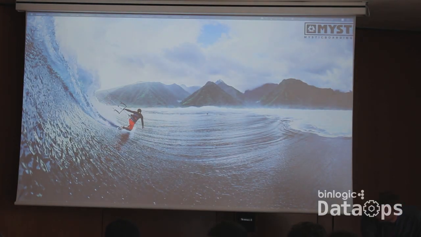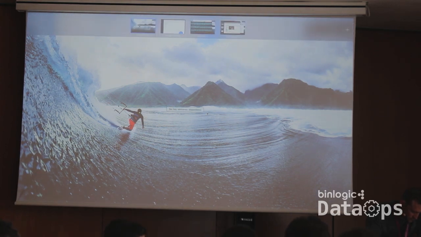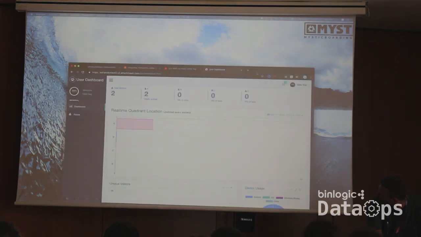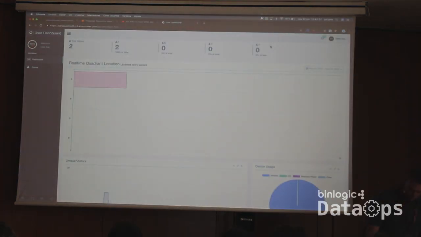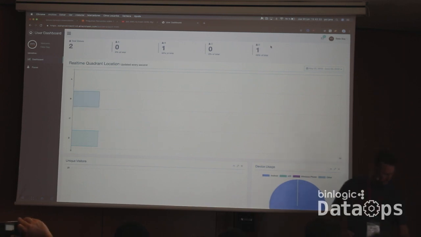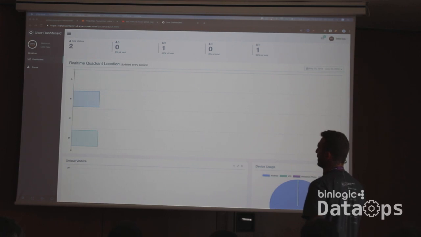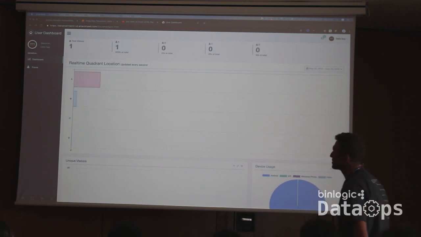I should have a dashboard over there. Okay, here we go. What you're seeing is all happening in real time. Actually, you're doing this, guys. For example, here we're getting some insights about how many people are on the B quadrant, on the C quadrant, or on the D. Let's try to move everyone into the A. It's going to take 1 or 2 seconds.